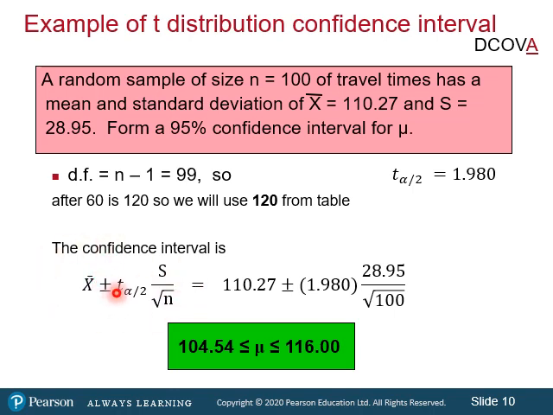The formula for calculating the interval for the mean when sigma is unknown is given here: x bar plus minus t alpha divided by 2, standard deviation divided by square root of n. So the x bar is 110.27, the s is 28.95, n is 100, given also in the question. The only number that we got from the table was the t value, which is 1.980. When we use this formula to calculate, we get a lower limit of 104.54, and then you have mu, and the upper limit will be 116.